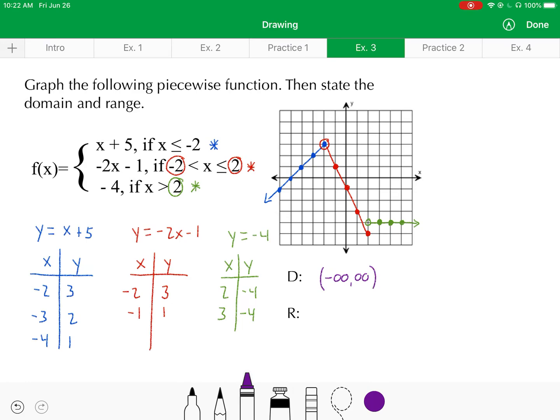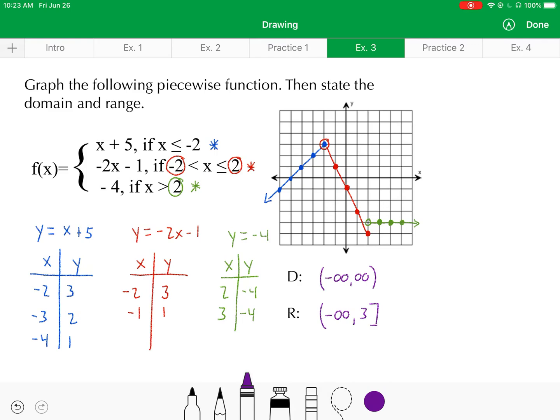Okay. And for the range, we need to look at the graph. Notice that there's a high point at (-2, 3), but then there's technically no low point because of the blue piece extending downward. Okay. So our range would be any numbers from -infinity to 3, or y is less than or equal to 3.